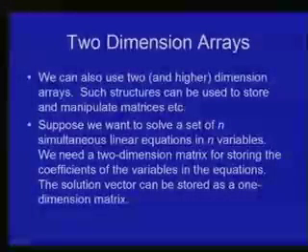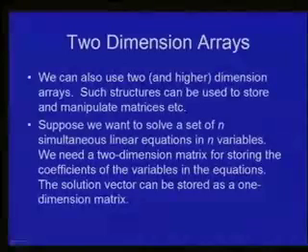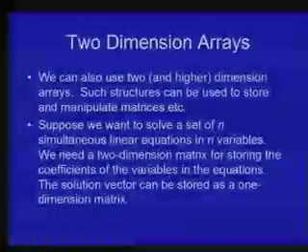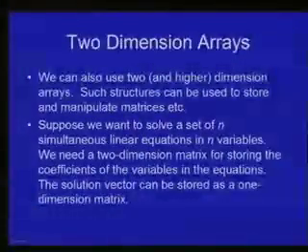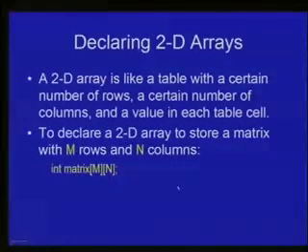So these can be easily stored. In mathematics, we represent them as an n cross n matrix. So in C, they can be easily stored as a 2-dimensional array, and the solution vector can be stored as a 1-dimension array as usual. So let's see how we can declare and use a 2-dimensional array. Conceptually, a 2-dimensional array is just like a matrix or a table with a certain number of rows and a certain number of columns, and one value at each cell of the table or the matrix.